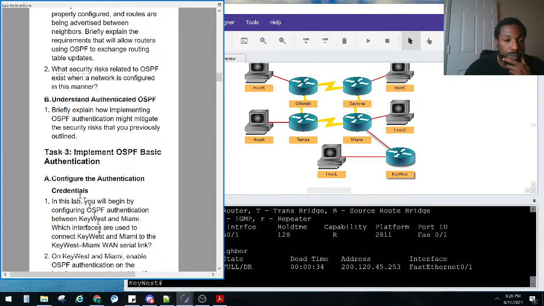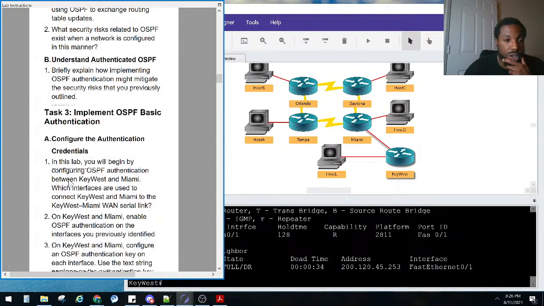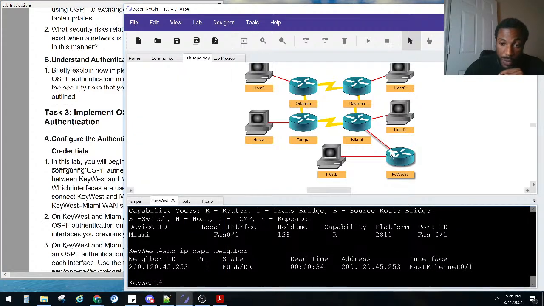What we want to know here. So that was question number 1. Question 2 says, on Key West and Miami, enable OSPF authentication on the interfaces you previously identified. So they want us to set up OSPF authentication on that interface and that interface, right?